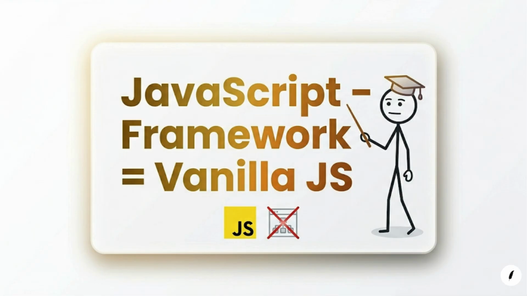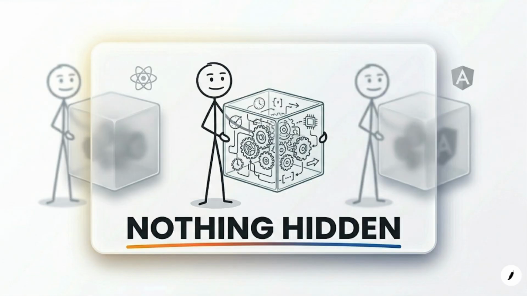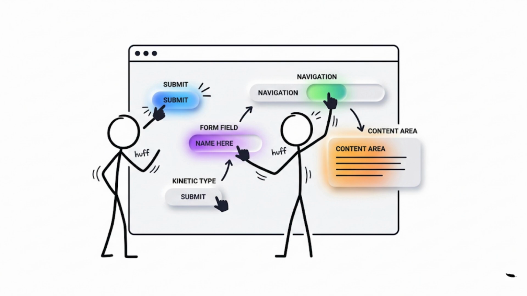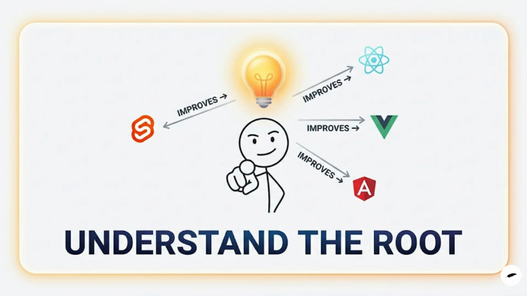Vanilla JavaScript is simply JavaScript without any framework. It came first because before React, Vue, or Angular existed, developers used only browser APIs and raw code to build websites. What makes it different is that nothing is abstracted away. You manually update buttons, forms, menus, and page content. It matters because every JavaScript framework still stands on top of this foundation. If you understand this, you understand what all frameworks are trying to improve.